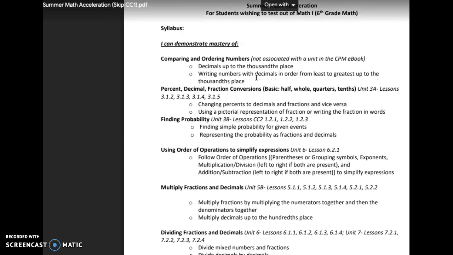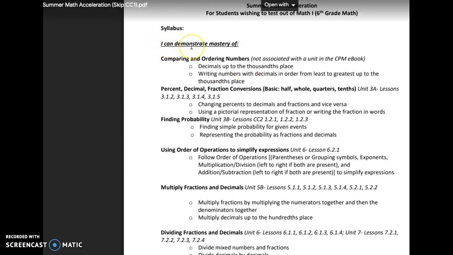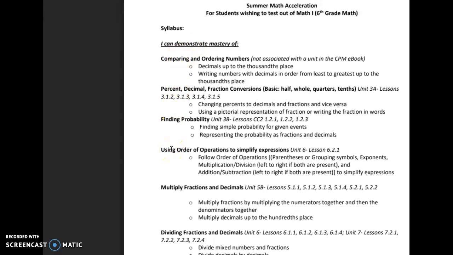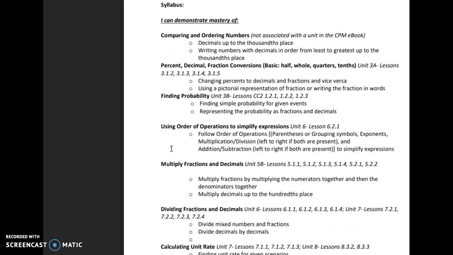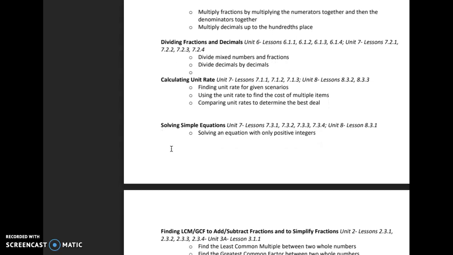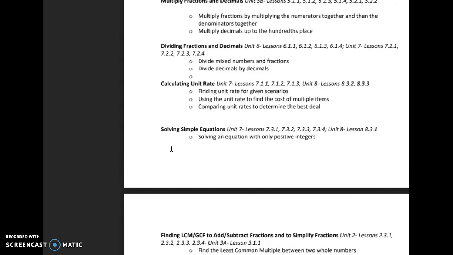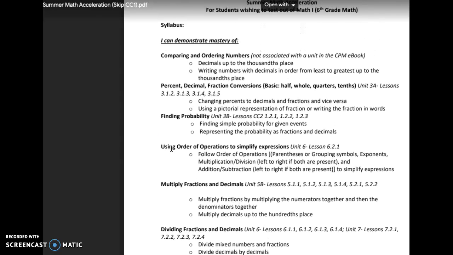Now, the syllabus is set up for leverage targets. It says, "I can demonstrate mastery of," and then below that, in bold, are the leverage targets that you will be working on to show success and show your readiness for the assessment that will be in the second week in August. So I'm going to look at the first one.